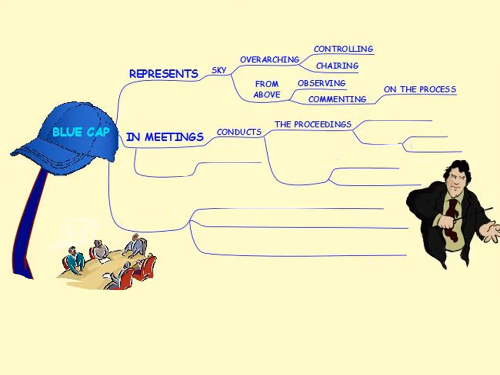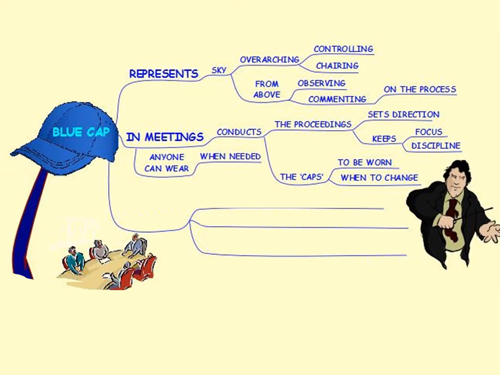the blue cap conducts the proceedings by setting direction and keeps the focus and the discipline of the meeting together. The blue cap also conducts the caps themselves, which ones are going to be worn and when they need to be changed. Now this may be the chair that does this, but in fact anyone can wear or put on a blue cap at any time when it's needed.